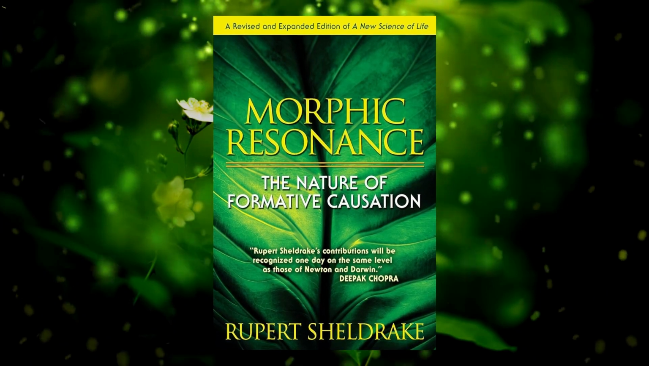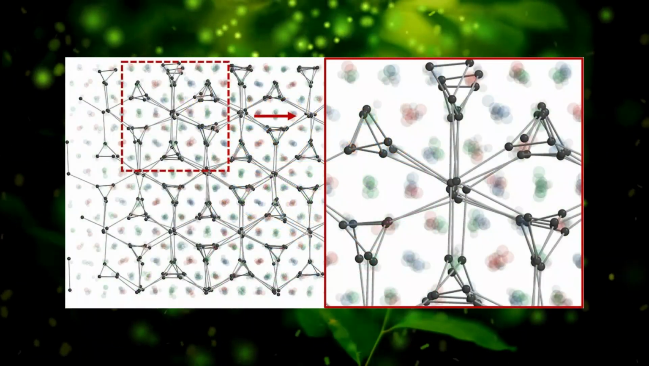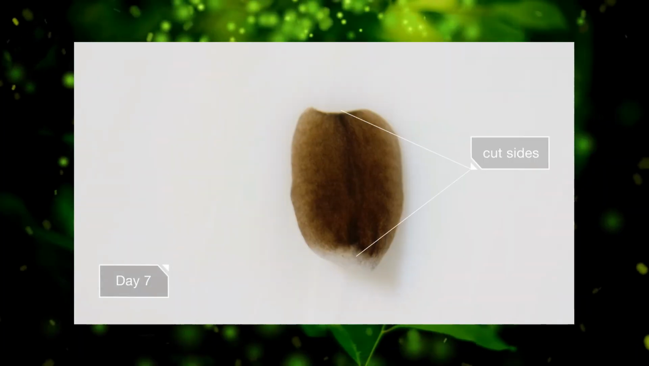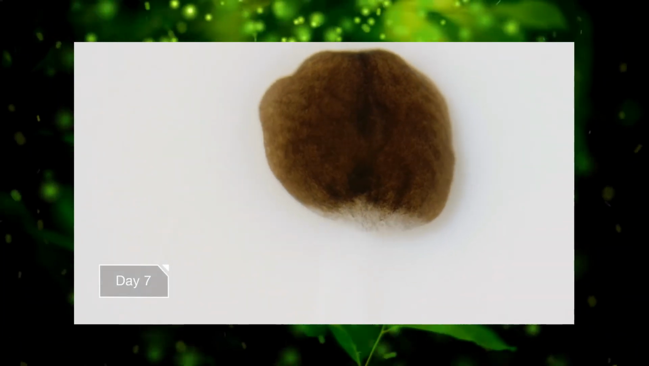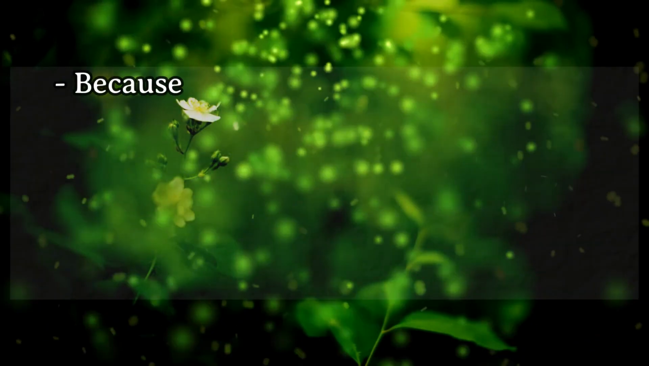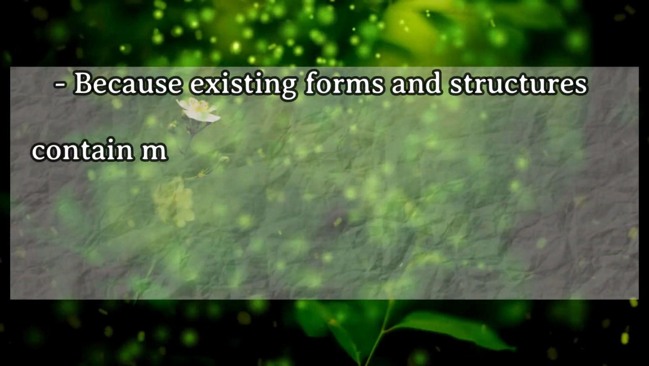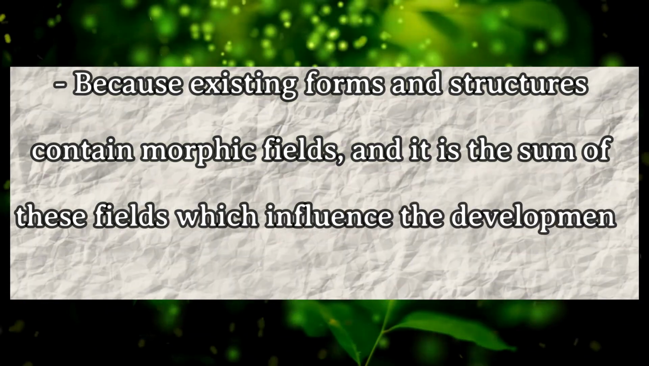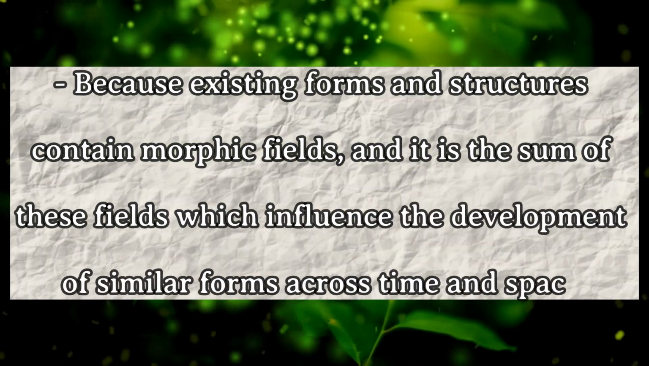This is why crystals synthesize at the same time, why species develop in the same way in different conditions, and why some organisms can develop a whole new body just by cutting off a part. Because existing forms and structures contain morphic fields, and it is the sum of these fields which influence the development of similar forms across time and space.